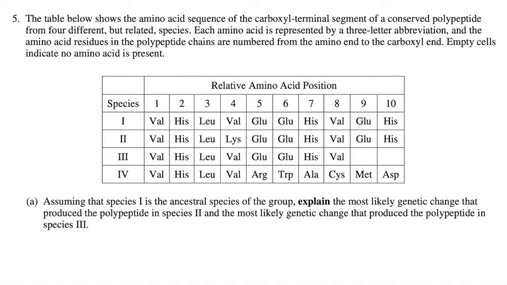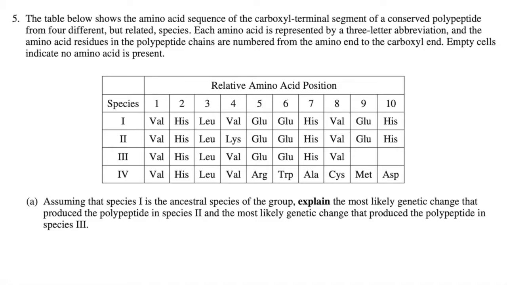Part A. Assuming that species 1 is the ancestral species of the group, explain the most likely genetic change that produced the polypeptide in species 2 and the most likely genetic change that produced the polypeptide in species 3. So looking at species 2, we can see that the sequence is identical to that of species 1, except that on position 4, where there should be a valine, there is a lysine instead. And this is most likely due to a small-scale mutation, probably a point mutation, a substitution.